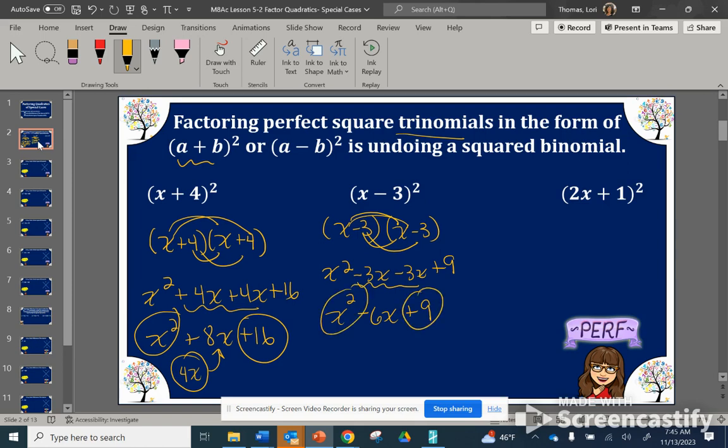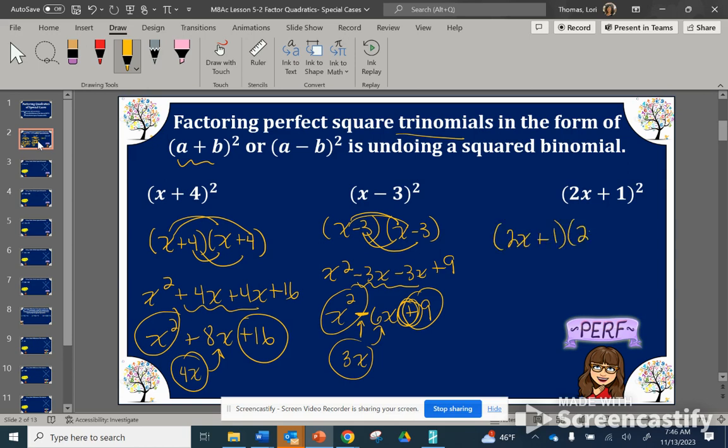Our first and third terms are positive perfect squares. If I multiply the roots of these, I get 3x. If I double 3x, I do get 6x. And it's okay that we have a subtract here. We will never have a subtract on the last term for a perfect square trinomial.